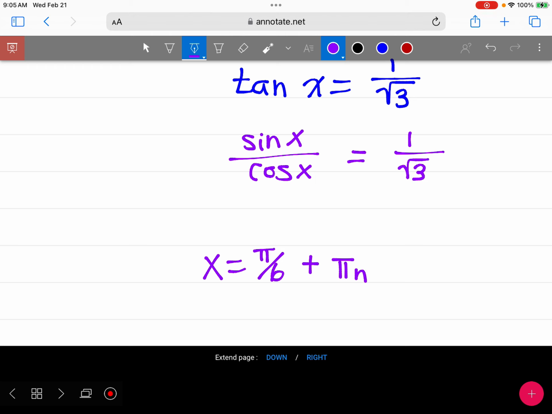It would give us our 7 pi over 6, because it would be our negative 1/2 over negative square root of 3 over 2. That gets to that 7 pi over 6, because it is coterminal, or it is included in the pi over 6 plus pi.